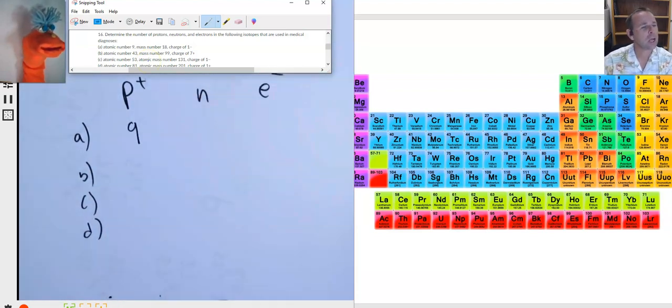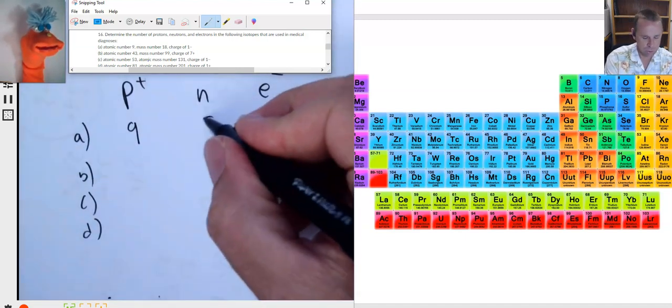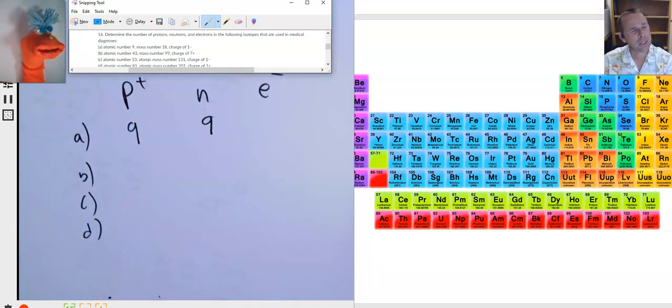So 9. Mass number 18. That's protons plus neutrons. So neutrons is 9. And electrons, are there more electrons or more protons? How can I tell if there's more electrons or protons? Well, if there's a charge, then the charge will let you know, because if it's more positively charged, more protons. More negatively charged, more electrons. Okay? So is this one more positive or negative? More negative. So it has more electrons. How many more? 1, -1. Very good. So 10 electrons.